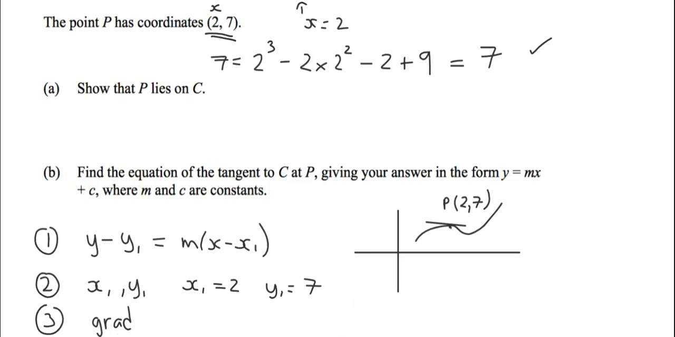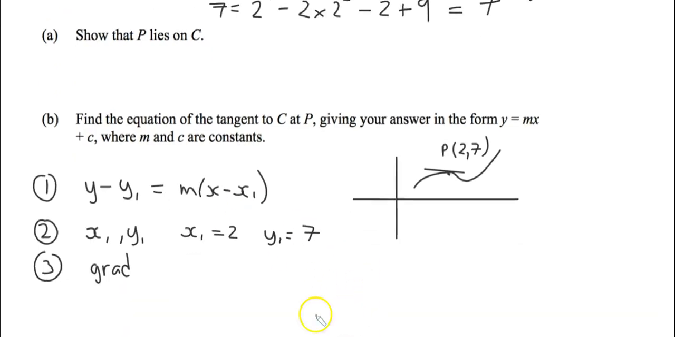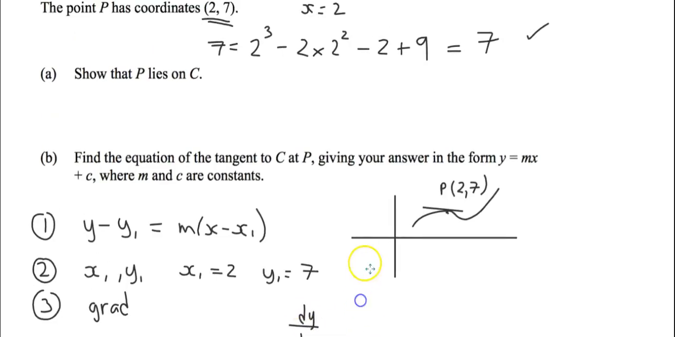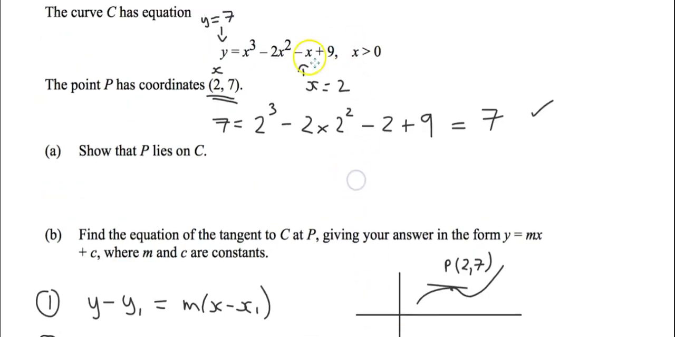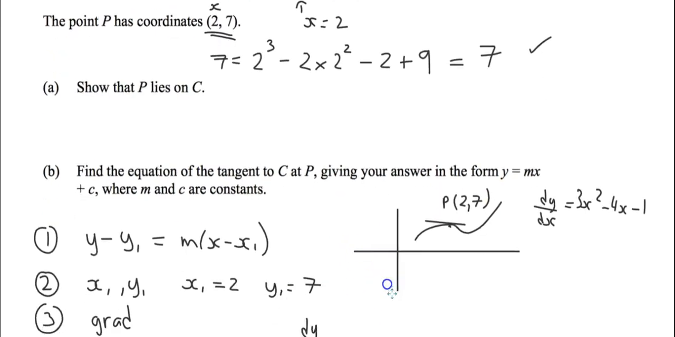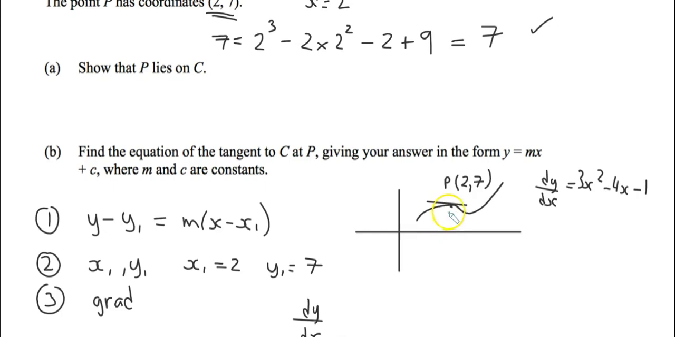Well, we do dy/dx. So we need to work out dy/dx for this question. Okay, however, what is the original function? The original function is this up here. So let's try and write dy/dx down here actually. So dy/dx is going to be 3x² - 4x - 1. And then we need to sub in the relevant x-coordinate of this point of interest.